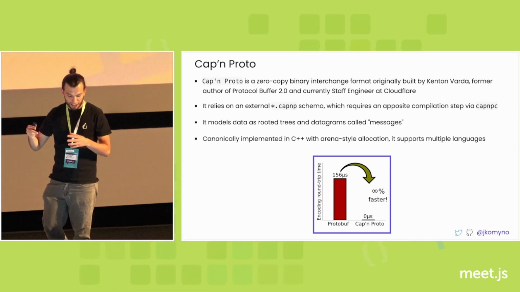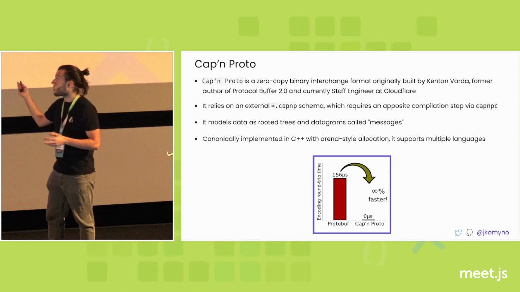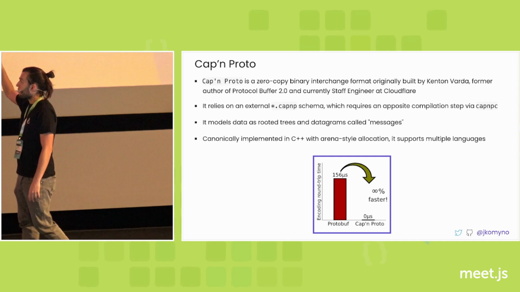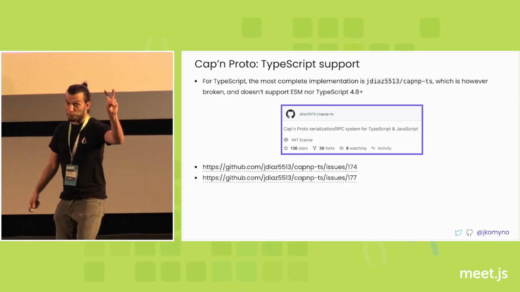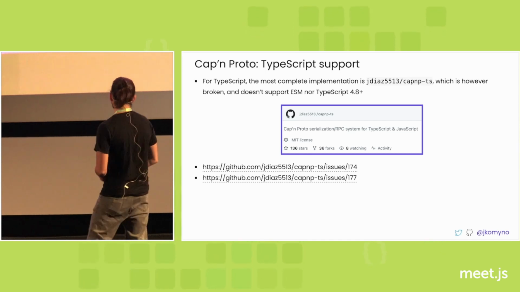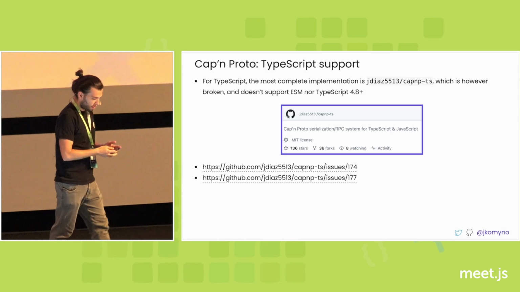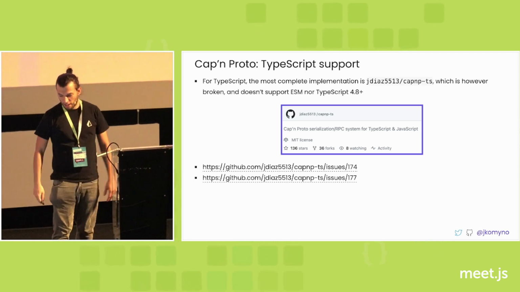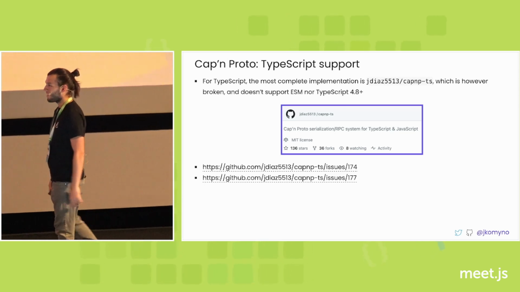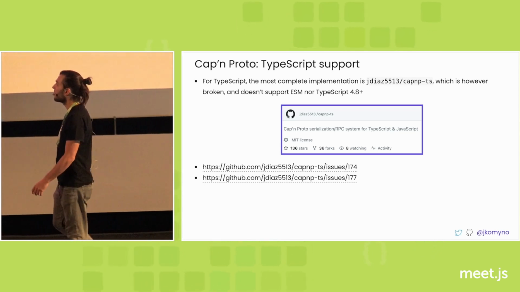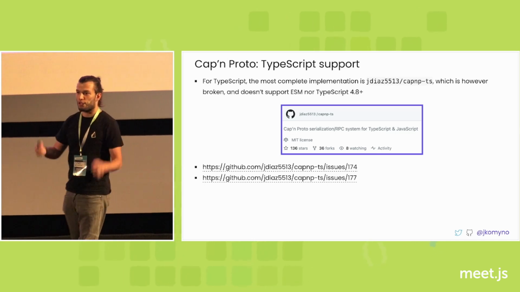And you model data as rooted trees. They're called messages. And the canonical implementation is in C++. But there are a bunch of other languages supported. So what do I mean by supported? It means that it's kind of up to the open source community. There's one for TypeScript. Turns out it's broken. It's been broken for at least 2 years for a number of reasons. Even TypeScript 4.8 and up is no longer supported. ESM, you can't use that. So you can only use that on old Node.js versions, basically.